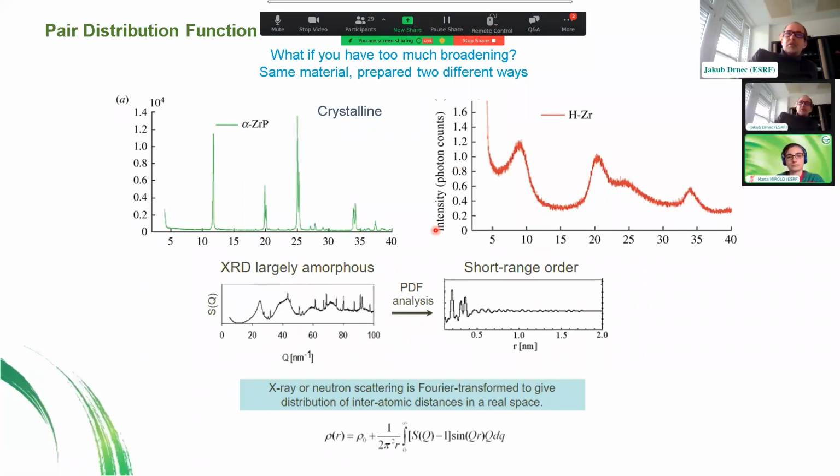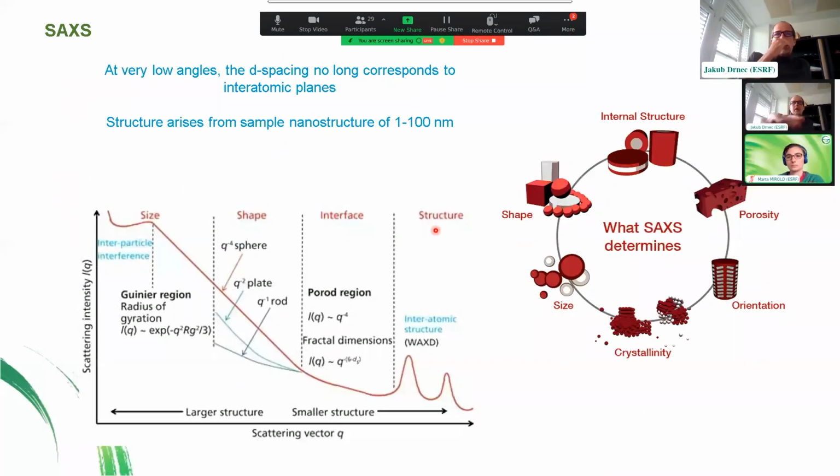The other approach we use is to take the diffraction pattern and do the Fourier transform, which is called pair distribution function analysis. And this is very handy for amorphous materials like electrolytes, right, or amorphous electrodes and stuff like this. And what we also heavily use is small angle X-ray scattering. So this gives you some idea about the morphology.